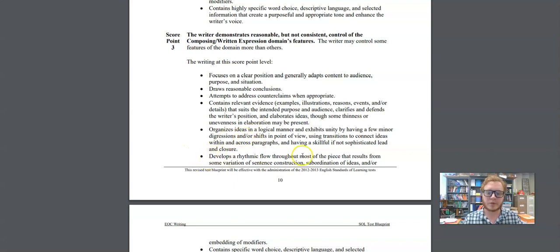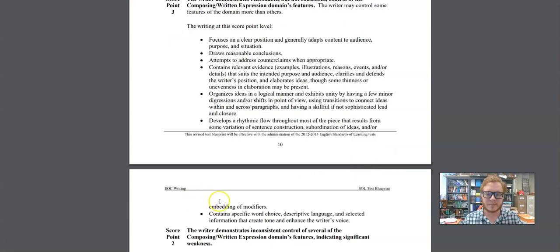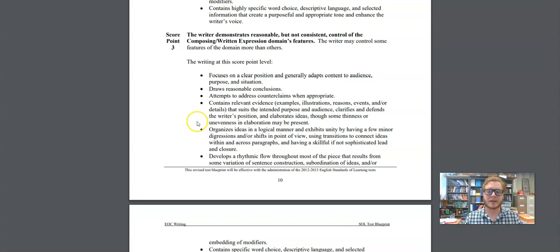Develops a rhythmic flow throughout most of the piece that results from some variation of sentence construction, subordination of ideas, and/or embedding of modifiers. That means that it flows well, that you have your topic sentences, and then the paragraph is about that topic. And then this last one contains specific word choice, descriptive language, and selected information that creates tone and enhances the writer's voice. So that means that you pick words that make sense for this essay. So if you guys have any questions about that, send me a reminder in email.